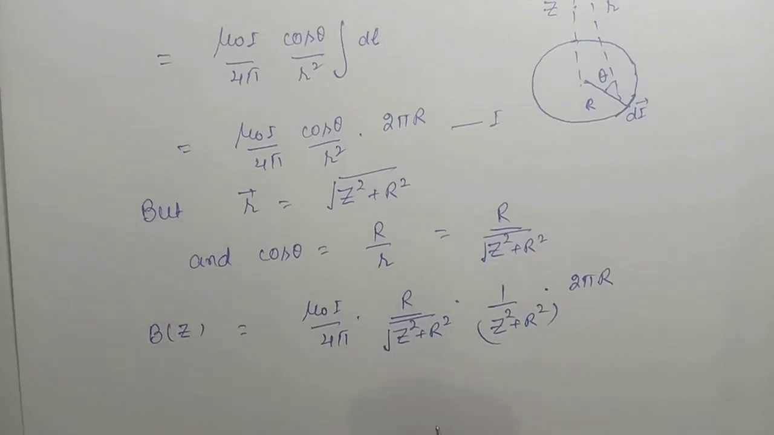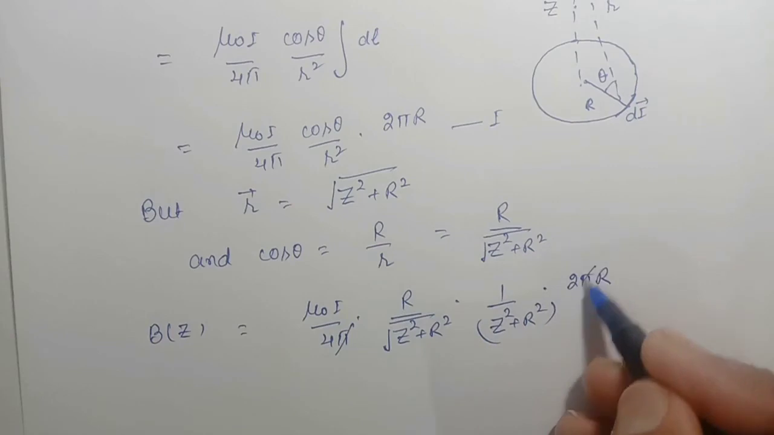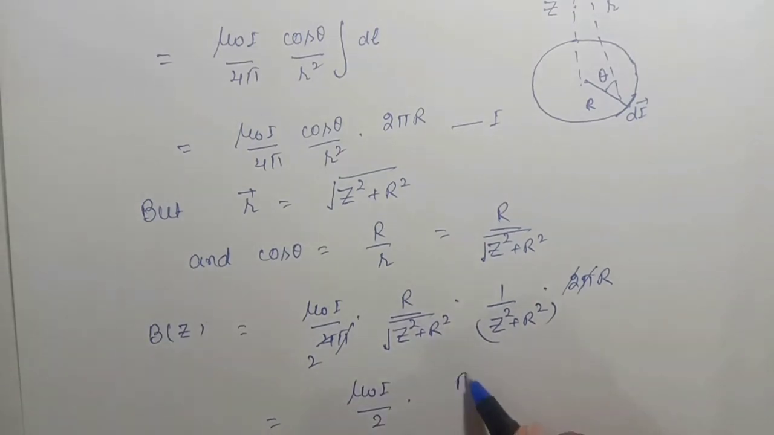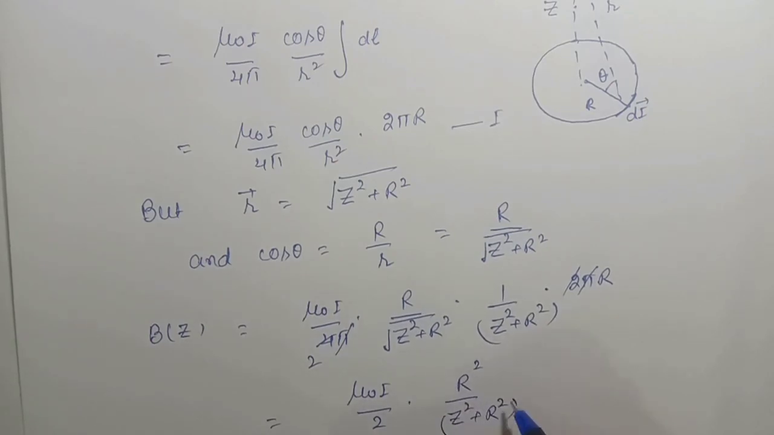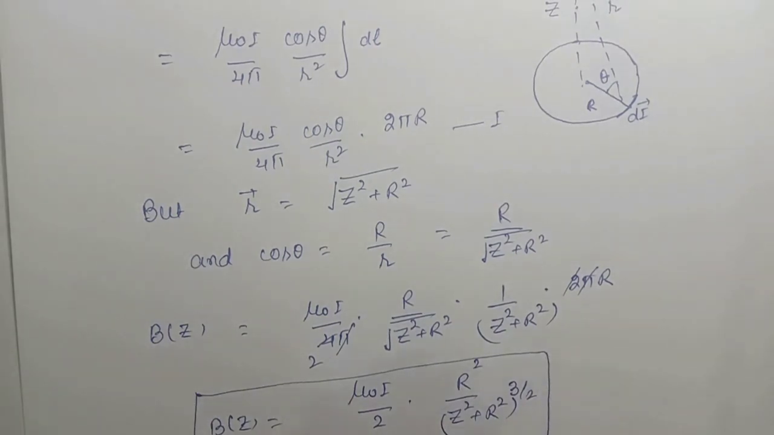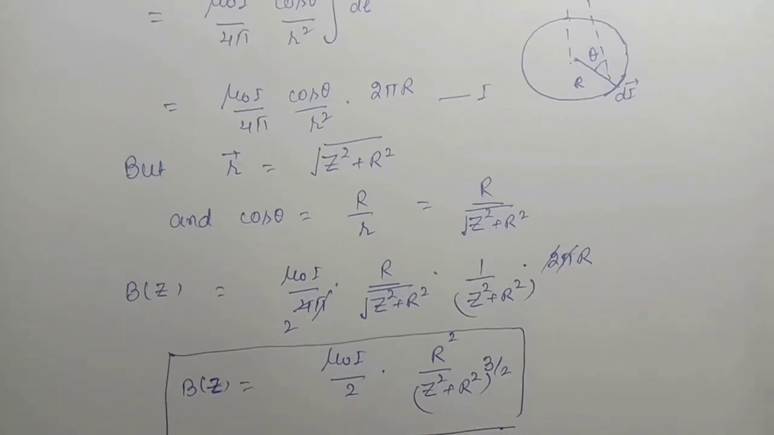Okay, so here pi is cancelled, and 2 into the 4, so we can write mu naught I over 2 into r square over z square plus r square to the power 3 by 2. Okay, so now the magnetic field along the z axis equals mu naught I over 2, r square over z square plus r square to the 3 by 2. Okay, thank you.